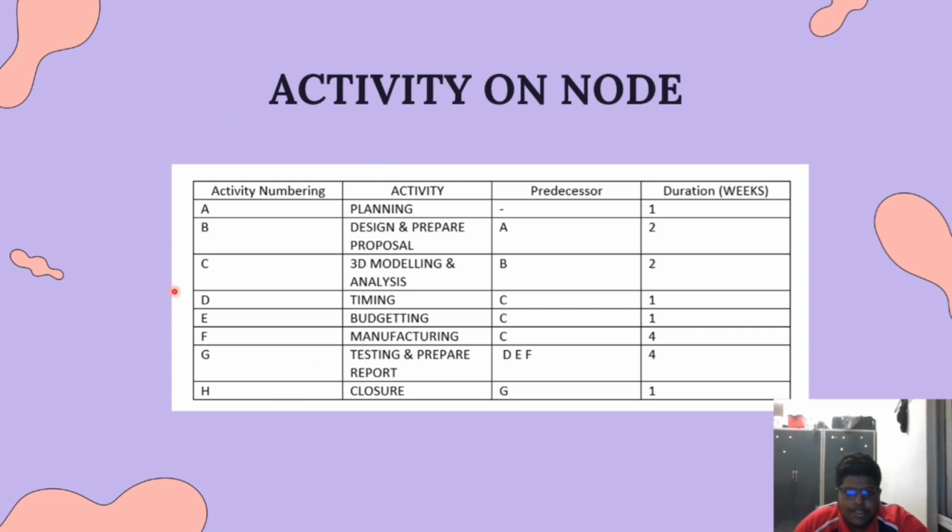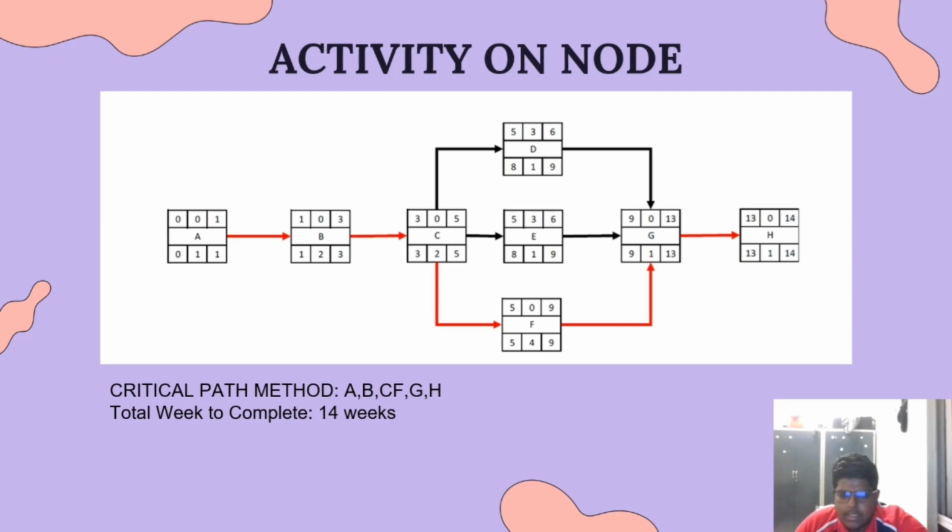Alright, now we'll look into the activity on node. This table here represents our activity numbering, the activities, predecessors for each activity, and the duration it took for us to complete these activities. This is the activity on node for our project.